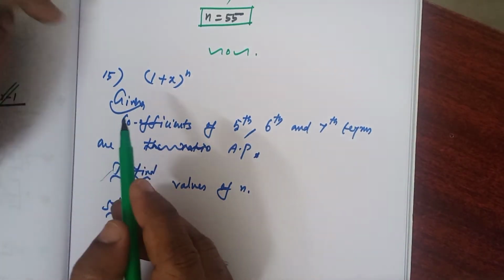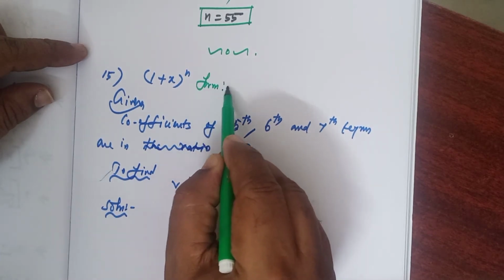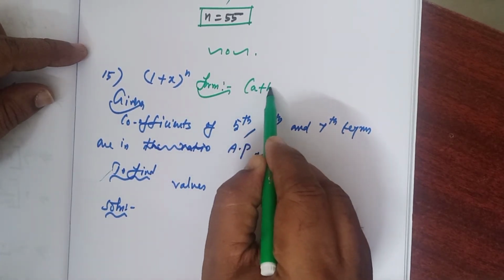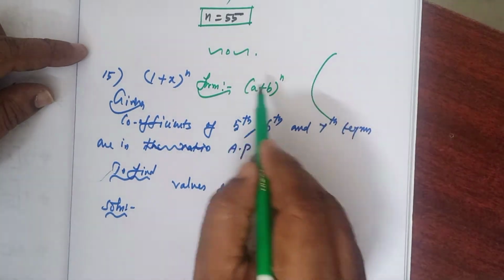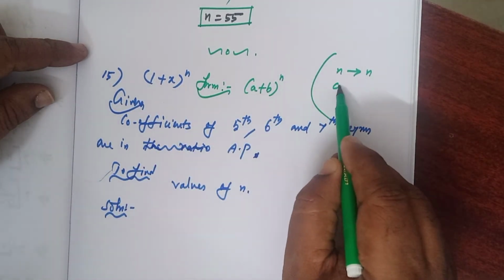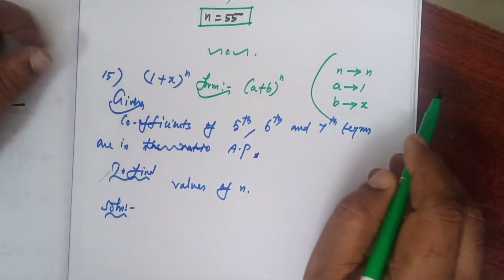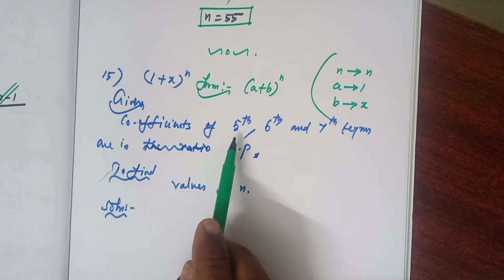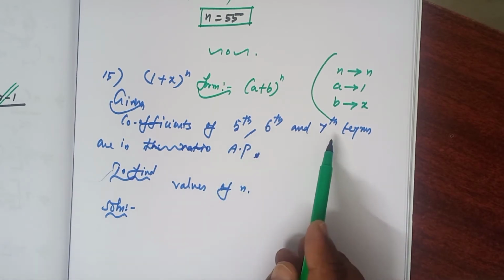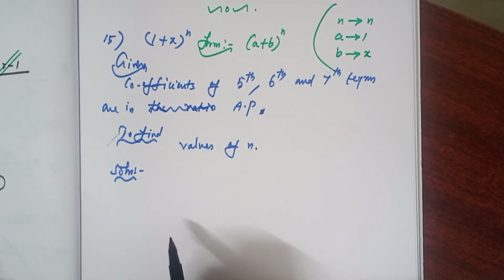Here, question number 15. (1 plus x) the whole power n. This is of the form (a plus b) power n, where n is n only, a is equal to 1 and b is equal to x. Now we have to find out the 5th term, 6th term and 7th term and their coefficients. For that you can go for the general term formula.